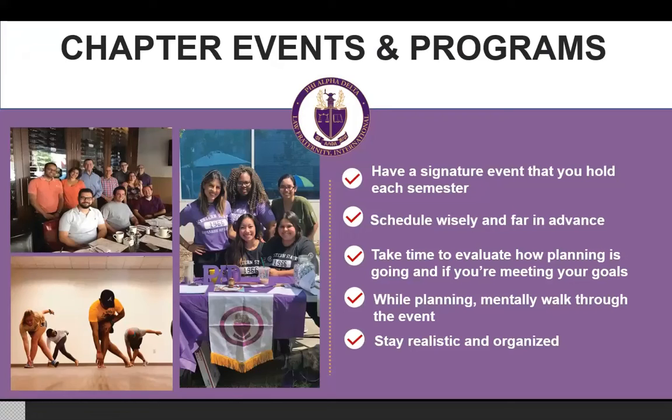Schedule wisely and far in advance. Make sure that things are approved by your school. If you're inviting alumni, make sure that you're inviting them with plenty of notice. My personal rule of thumb is 2 months minimum for inviting alumni. This is why we make you guys submit your calendars in advance of the semester starting, just to make sure that that scheduling is done in an appropriate time frame and that you guys are thinking about how you're going to be doing outreach.